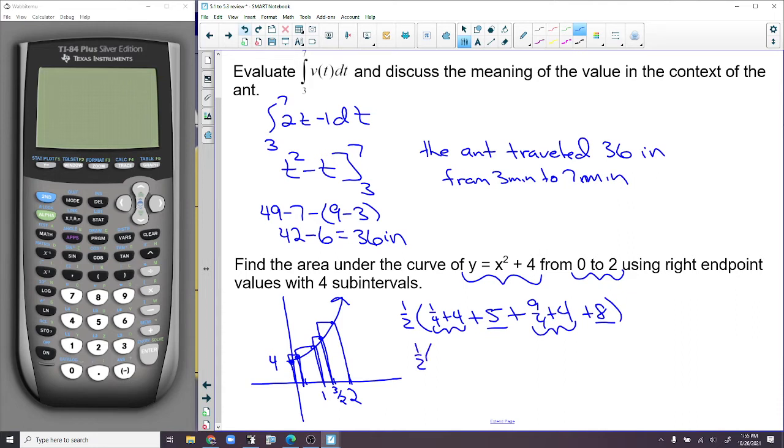Here's what I would do. 9/4 and 5 is 9, 13, 21, plus these two, that's 10/4, that's 5 halves. So 1/2 of 42 halves and 5 halves is 47 halves. I'm getting 47/4. Now that's an overestimate. That is not the exact answer, of course. That's too much. We could find the exact answer for that, but that's not what it asks for.